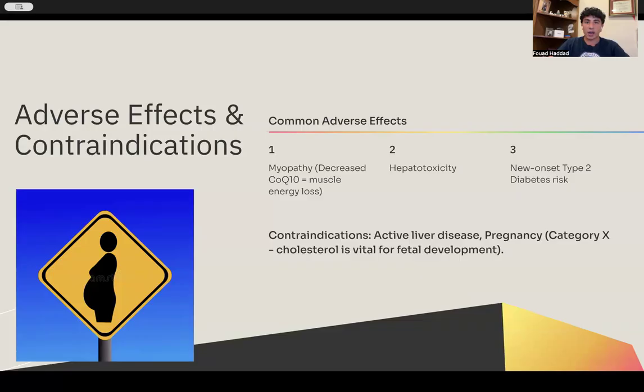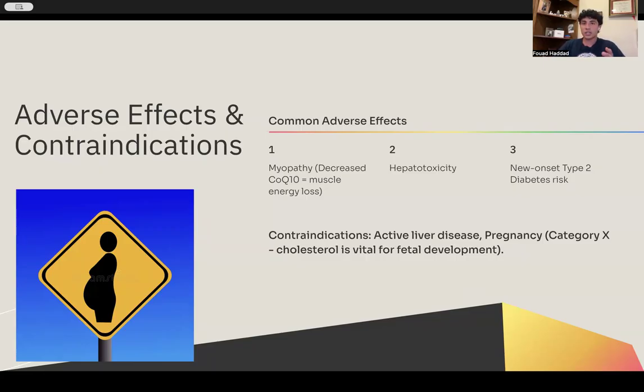Moving on to the adverse effects, we have to evaluate the safety profile of these statins, and the three most common adverse effects are myopathy, hepatotoxicity, and an increased risk of mild new-onset type 2 diabetes. Myopathy, which presents as severe muscle pain and weakness, is uniquely important. Because statins block the pathway that we saw in the previous slide, they inadvertently decrease the production of coenzyme Q10. This coenzyme is essential for mitochondrial energy production in the skeletal muscle, and this loss of cellular energy is what causes muscle aches.